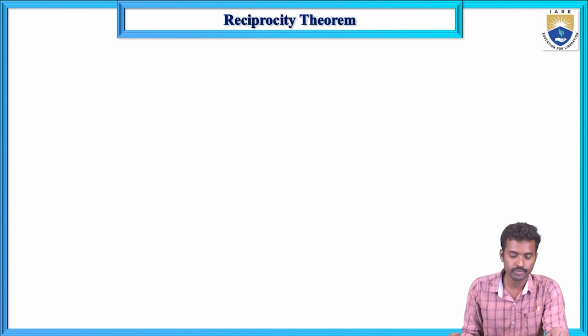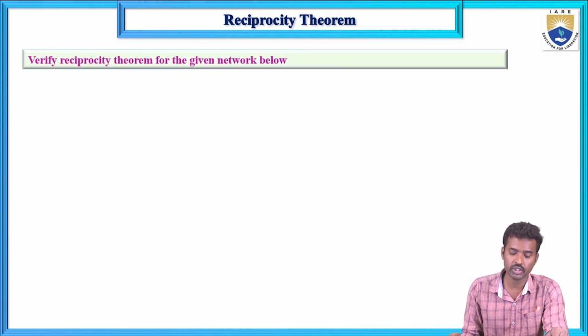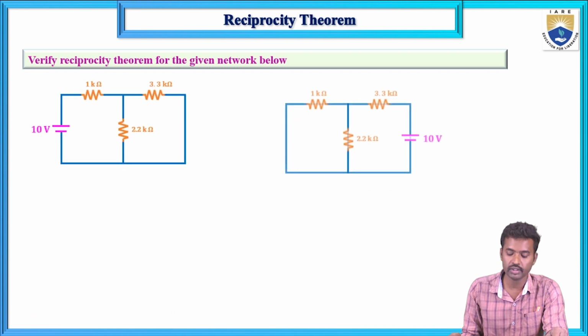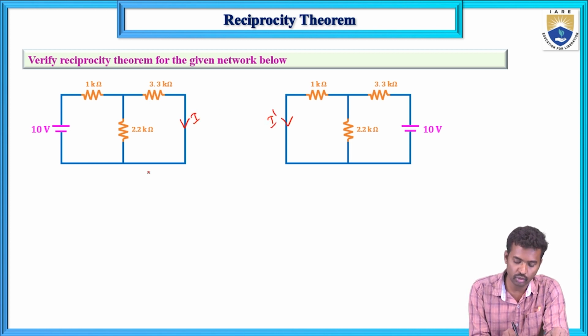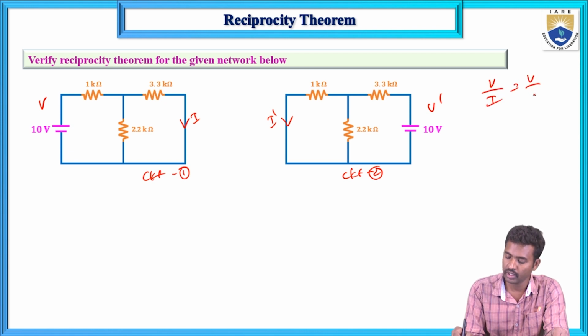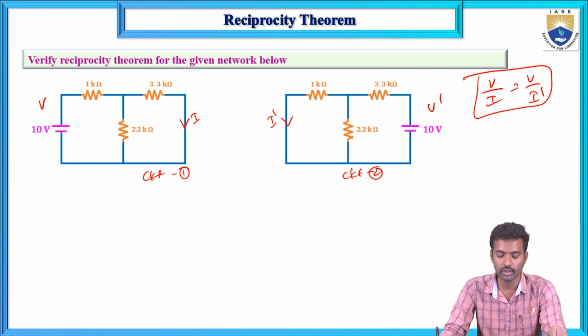Now the second problem: verify the reciprocity theorem for the given network below. Here this is circuit 1 and this is circuit 2. Here the response is I and here the response is I dash. This is V dash and this is V. Now V by I equals V by I dash. It should be verified, then only the reciprocity theorem will be verified. It can be applicable only for a single source network.